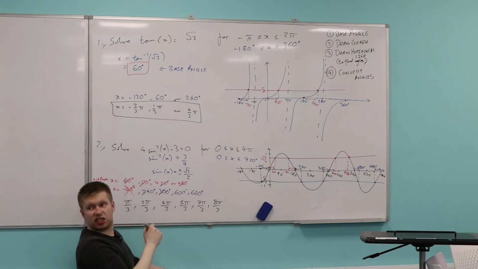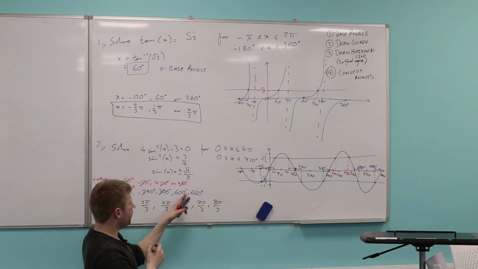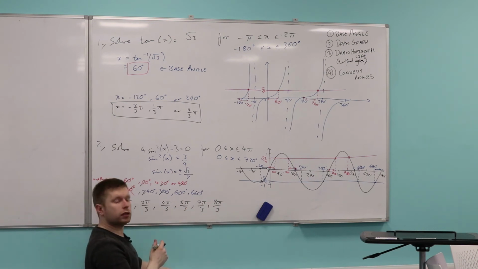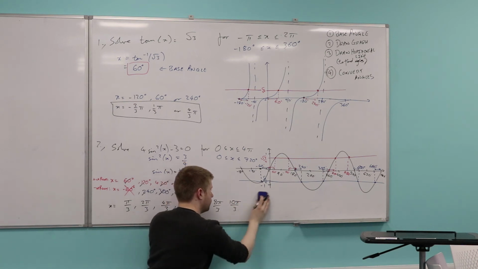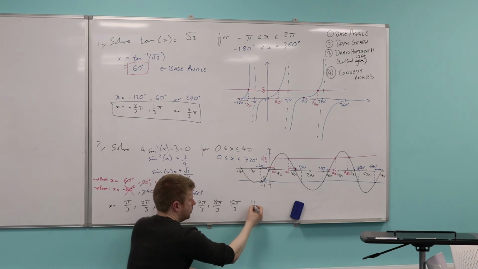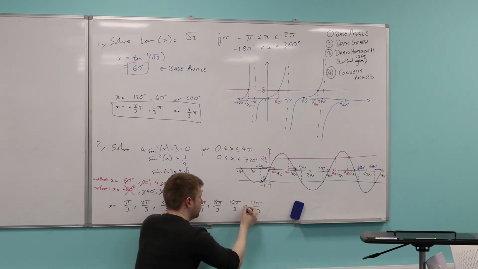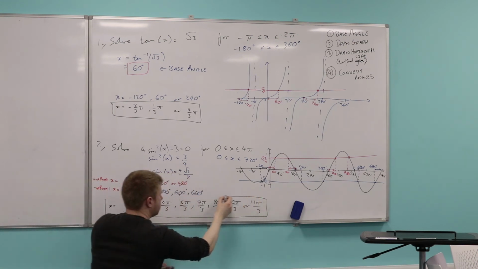Okay, let's do 480 next. 8 pi by 3. Good. Oh, we already did it. Yeah, we've done that one. What about 600 degrees? Yeah, good. 10 pi over 3. Okay. What about 660 degrees? 11 pi over 3. There you go. So that there would be your final answer.